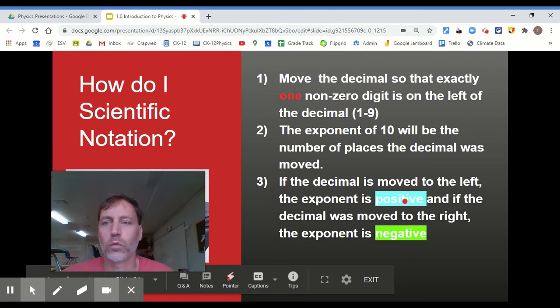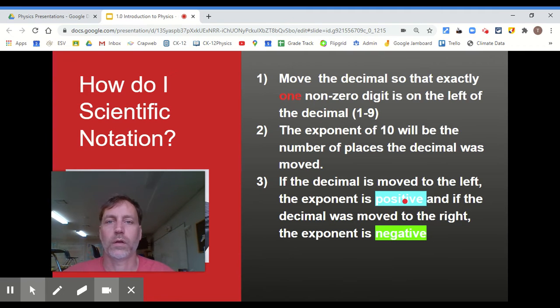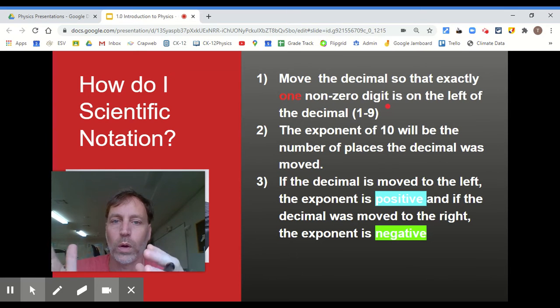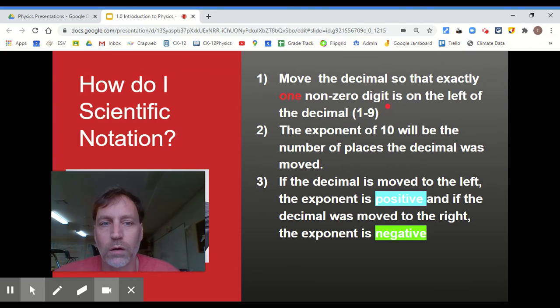So what are the rules about scientific notation? How do I write scientific notation? Scientific notation is when you move the decimal so that one non-zero digit is on the left of the decimal. That means basically your numbers are going to be between 1 and 9. The exponent of 10 will be the number of places the decimal is moved. So when you move the decimal place, you count how many places you move that decimal. Any decimal moved to the left is a positive exponent, a large number. Any moved to the right is a negative exponent.